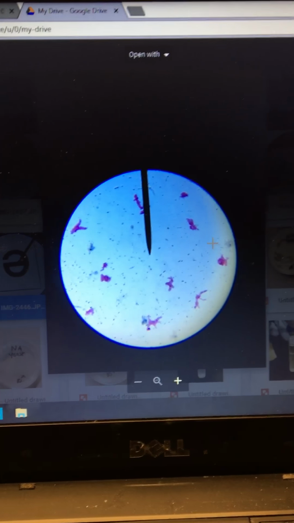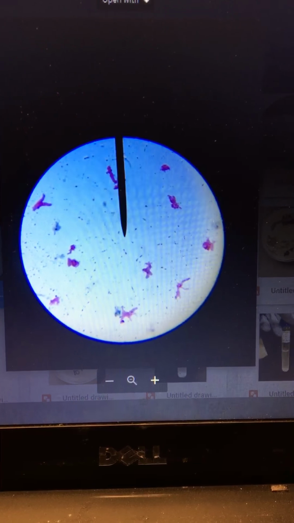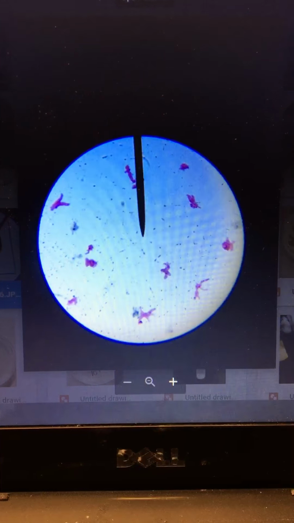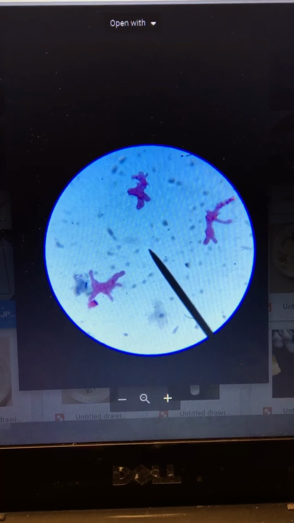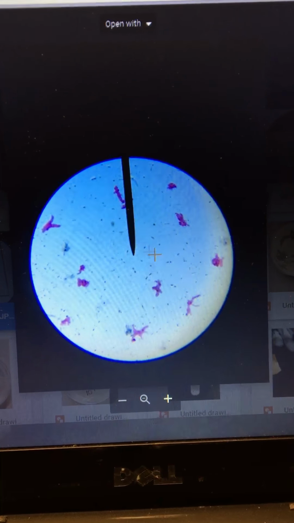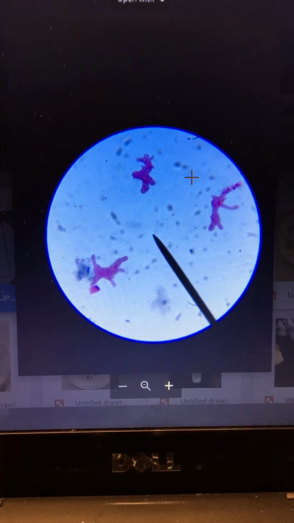And then this is for the amoeba slide. This is the scanning power, as you can clearly see. This is the low power, and you can see that there's a smaller number of cells.